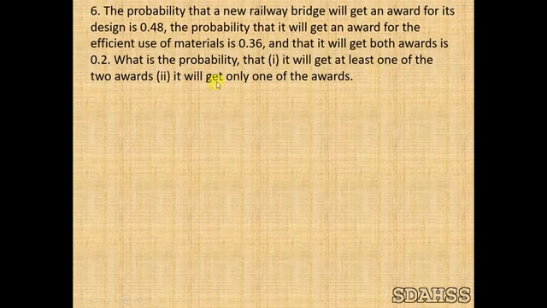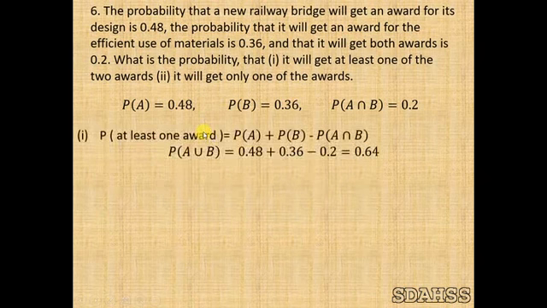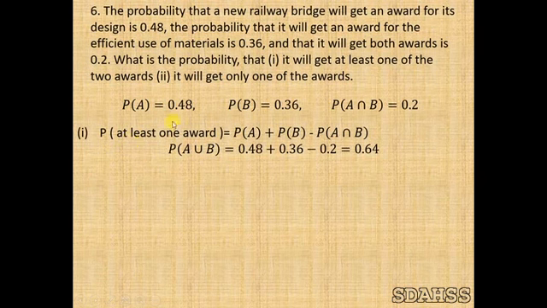Subdivision 2, it will get only one of the awards. Here P of A is equal to 0.48 and P of B is equal to 0.36. P of A intersection B is 0.2. Subdivision 1, probability that it will get at least one of the two awards. So this can be written as P of A union B. It will get at least one of the two awards.